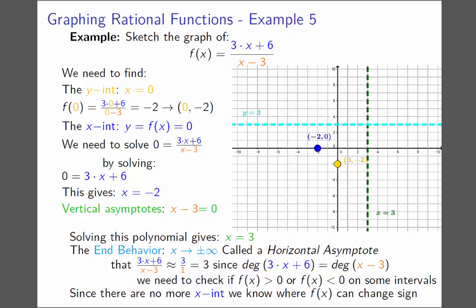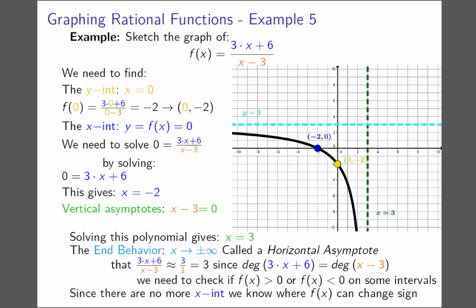And since we have a vertical asymptote at x equals 3, our y values must be going off to negative infinity. And to the left of negative 2, our y values need to be getting closer and closer to our end behavior, y equals 3.